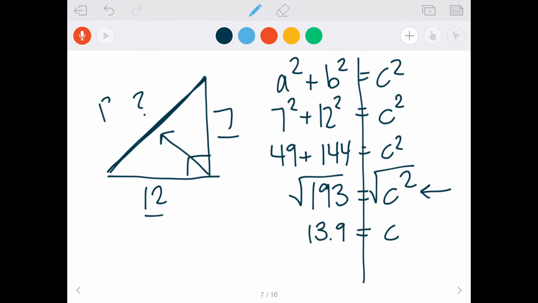I can look at my triangle and check. Is it bigger than the other two sides? Yes, but only by a little? Yes. So here's my missing side, okay?